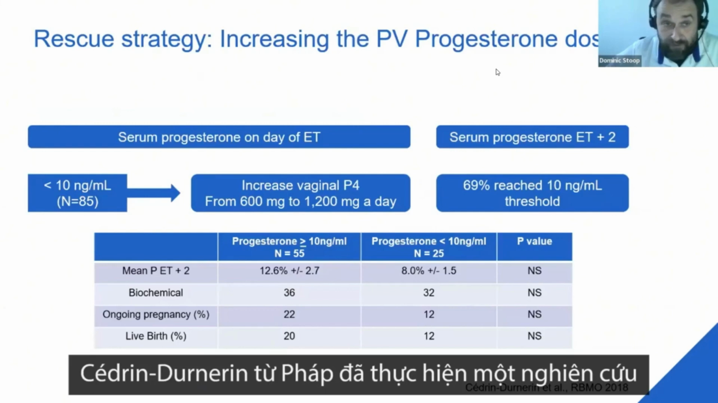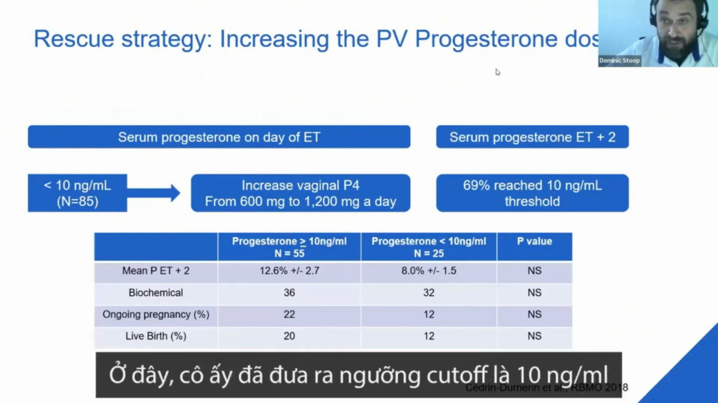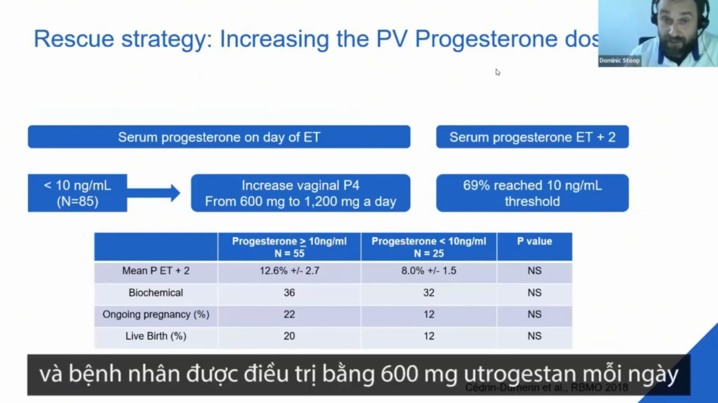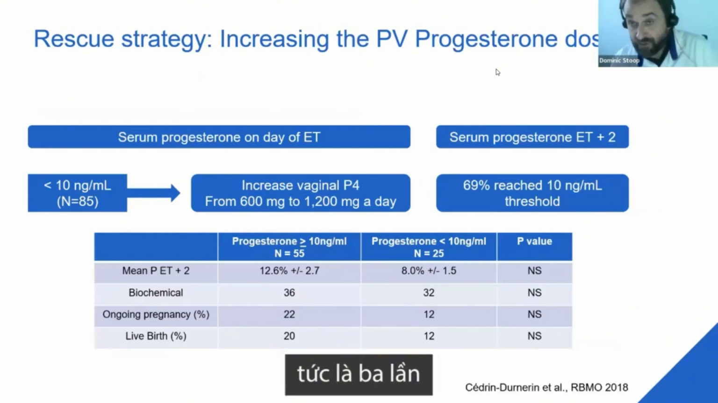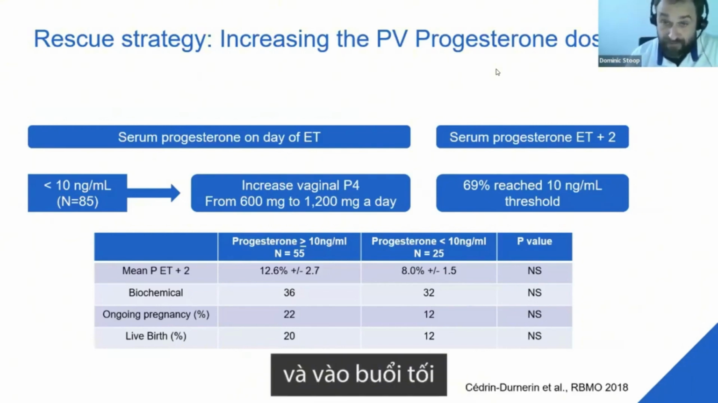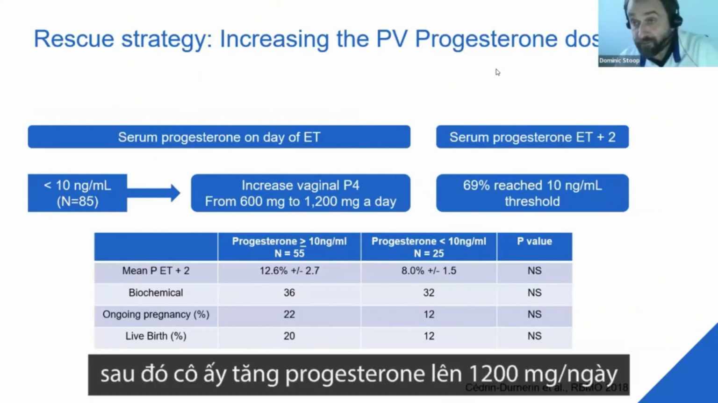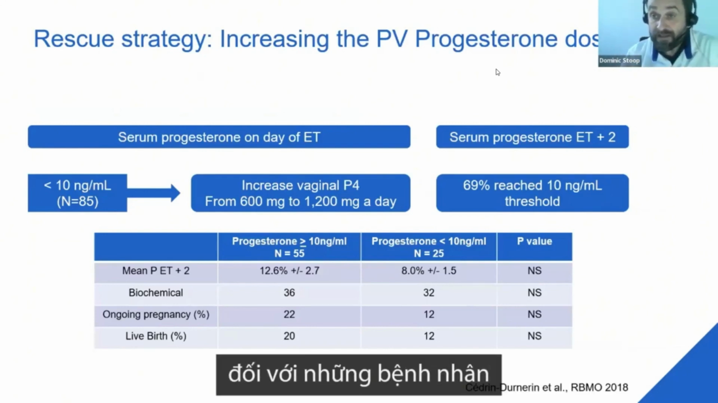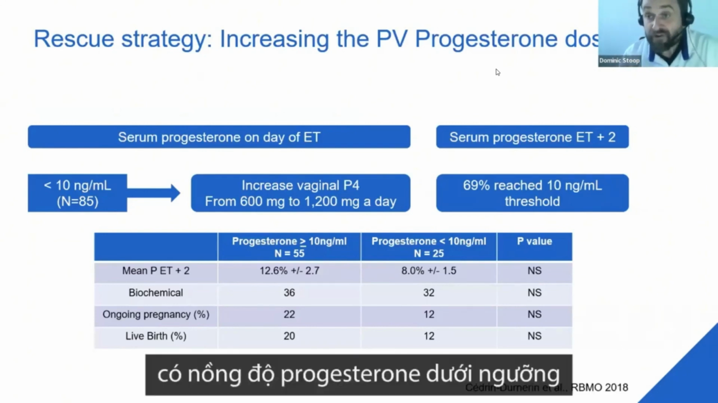Cédrin Durnerin from France has done a study. She took the cutoff at 10 nanograms/ml, and patients were treated with 600 milligrams Utrogestan a day, so 3 times 200, morning, lunchtime, evening. And then she increased the progesterone to 1200 milligrams a day for those where our arbitrarily set cutoff of 10 nanograms/ml was not reached.